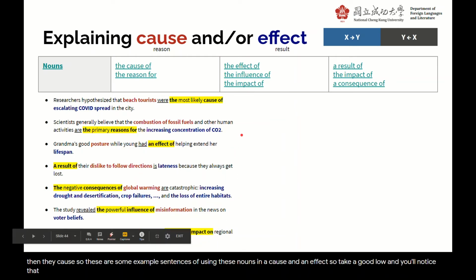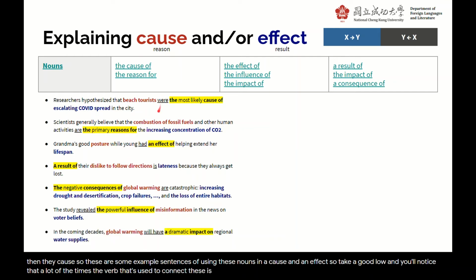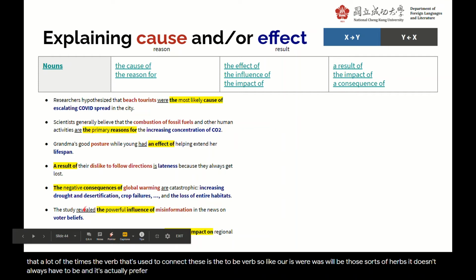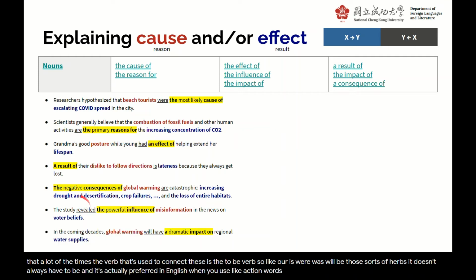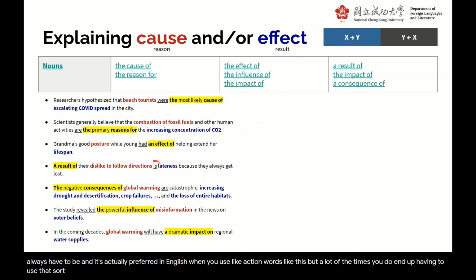And you'll notice that a lot of the time the verb that's used to connect these is the to be verb. So like are, is, were, was, will be, those sorts of verbs. It doesn't always have to be, and it's actually preferred in English when you use action words like this, but a lot of the time you do end up having to use that sort of to be verb.